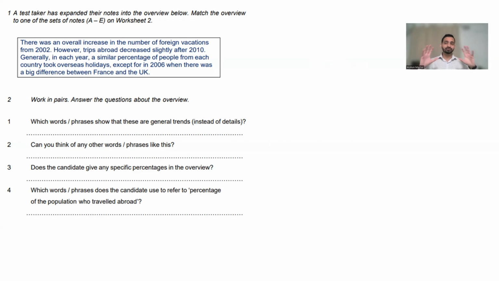So this is how you're going to write your overview. You're writing general information, you're writing a summary, you're not writing specific information like how much the percentages are. You're not mentioning percentages here, you're just writing some trends from 2002, 2010, what happened, how it grew, except for 2006, when there was a big difference between France and the UK. You just pick a few pieces of information which summarize the whole graph.